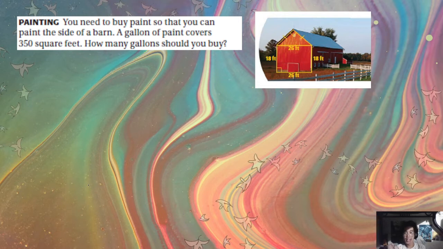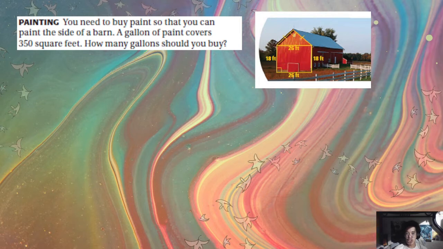A barn that has these dimensions. A gallon of paint covers 350 square feet approximately. So how many gallons of paint should you buy? We have the dimensions of the side of the barn. We're only going to paint the front side of the barn.